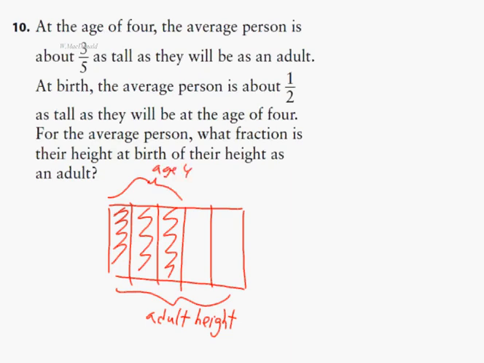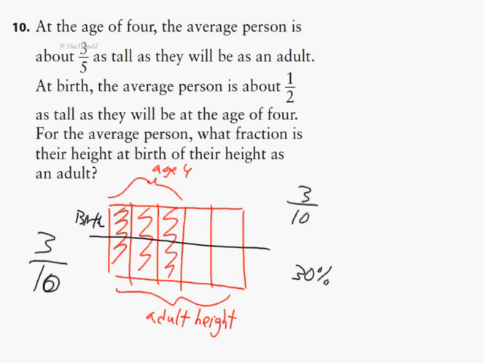But when you're born, you're half as high as you're going to be when you're age 4. So if I take this and cut it in half, this represents your birth height. Okay? So therefore, you were 5ths, now you're 10ths. When you're born, you are 3/10 of your actual adult height, or 30%. So 3/10 is the answer, or 30%.